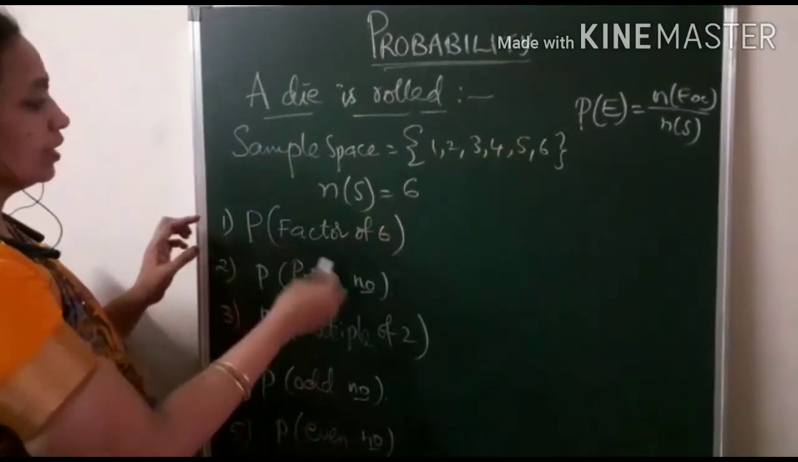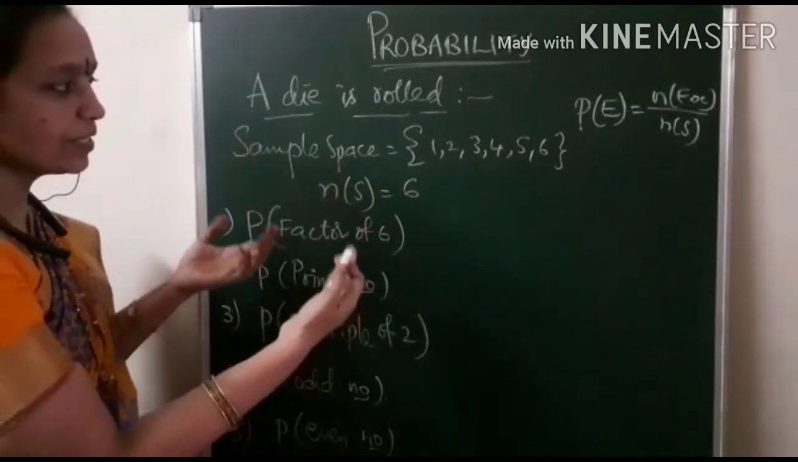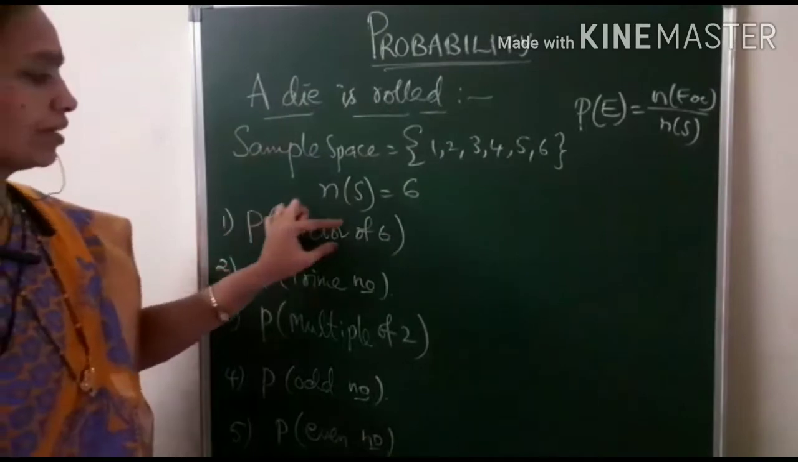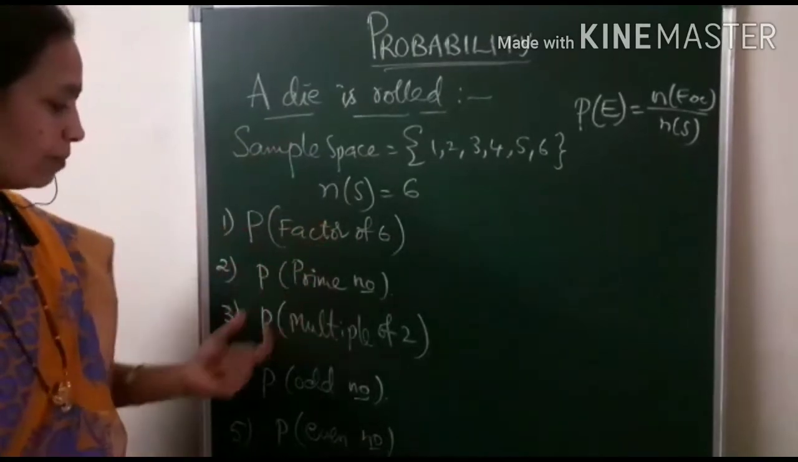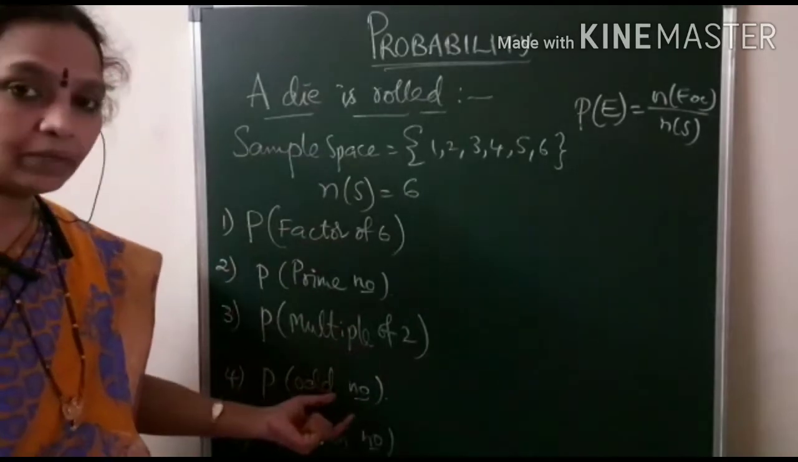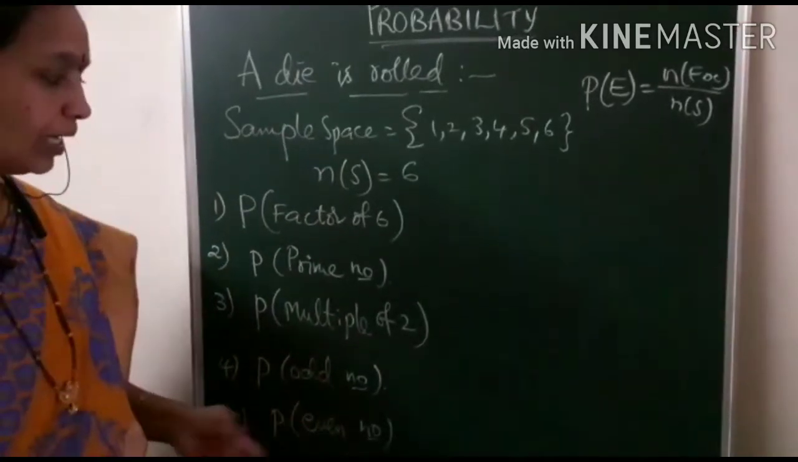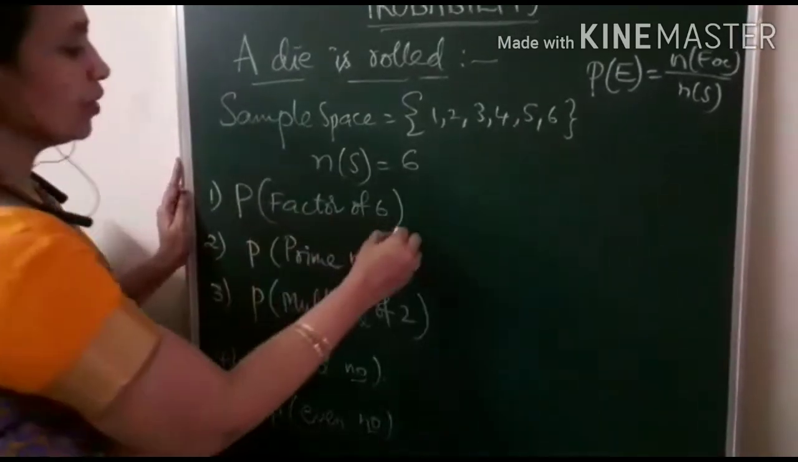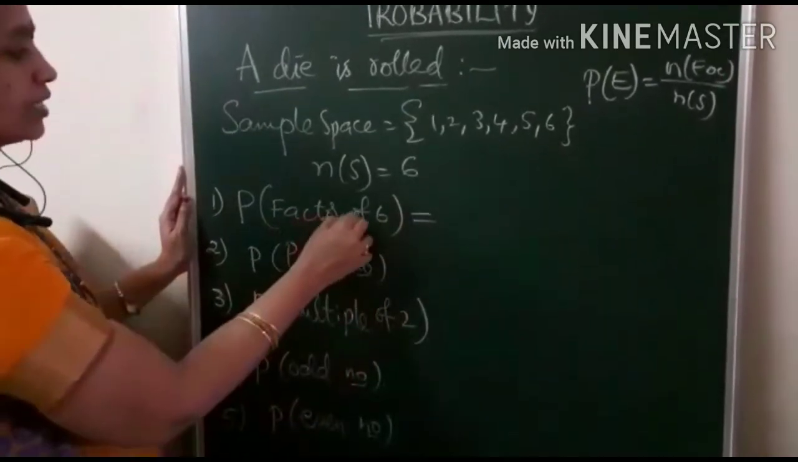Now suppose the events means the questions will be asked like that. When a die is rolled, what is the probability of factor of 6? What is the probability of a prime number? What is the probability of a multiple of 2? What is the probability of an odd number? What is the probability of an even number? Like that the questions will be asked. So for that you have to identify the favorable outcomes for factors of 6.